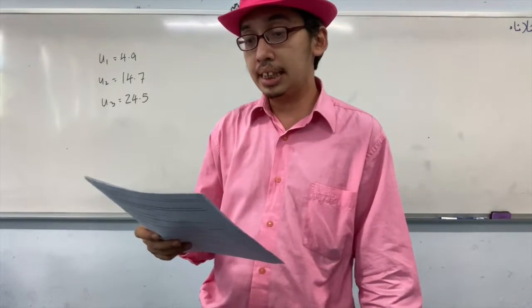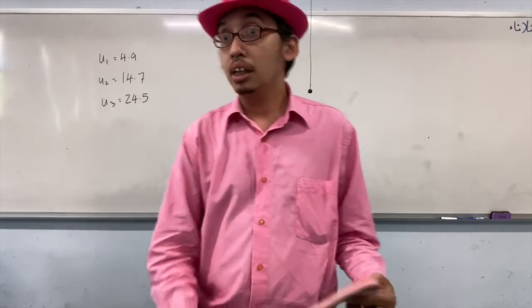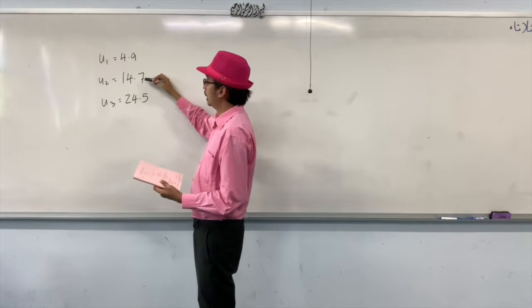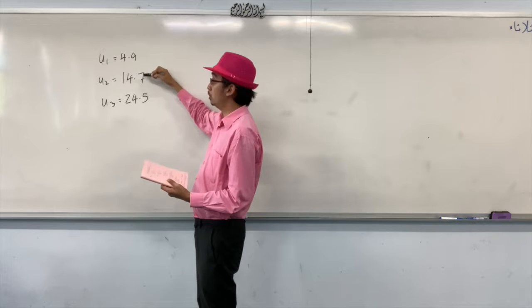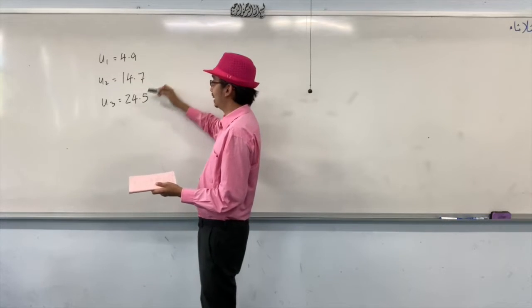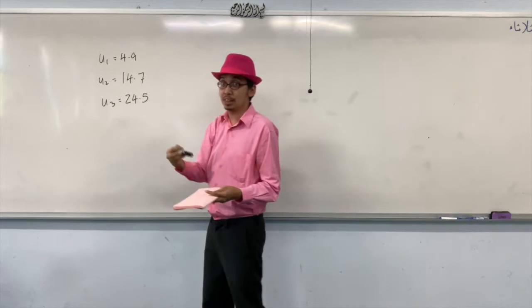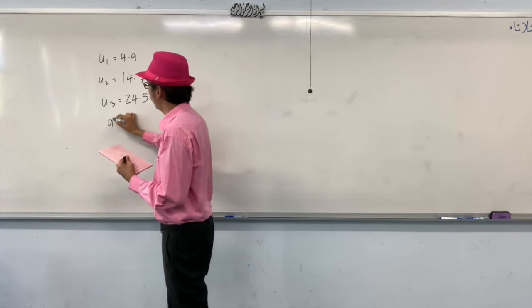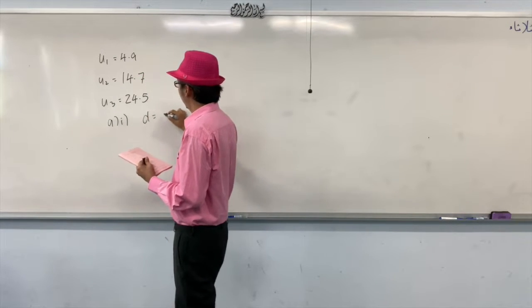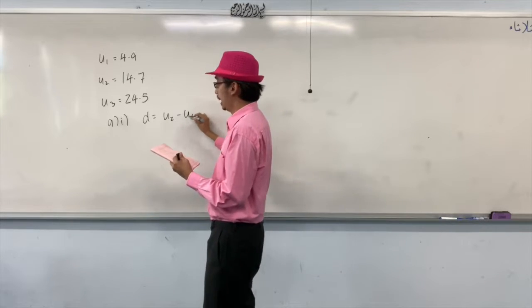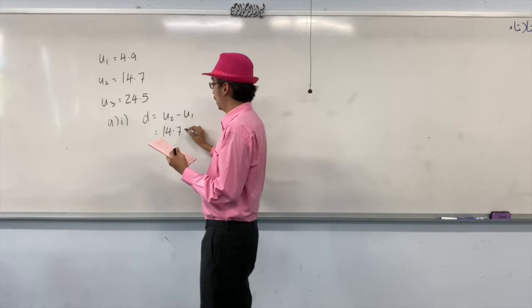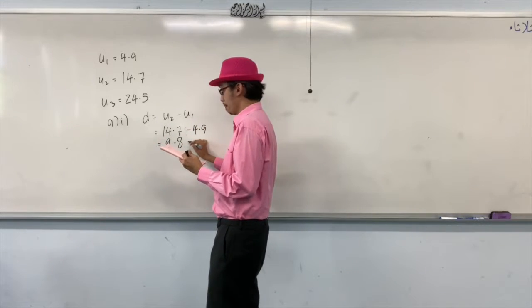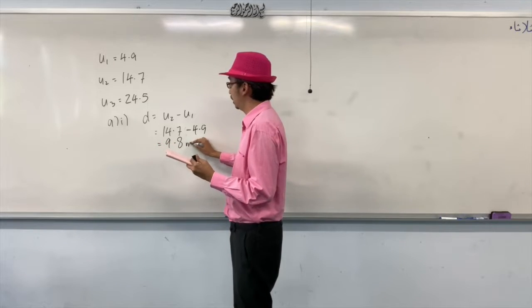The first one they say is find d, the common difference of the sequence. There are many ways to do it. You can either take U3 minus U2, or you can take U2 minus U1. I think most of you will do that. Or if you are courageous, do U3 minus U1 and then divide by 2, which is the same answer. I'll do the first one, 1A part 1: find d. I'll just use U2 minus U1, which is 14.7 minus 4.9, which is 9.8. So that's the common difference.